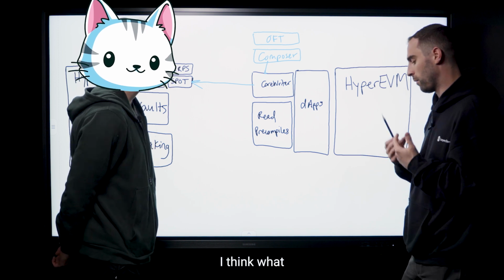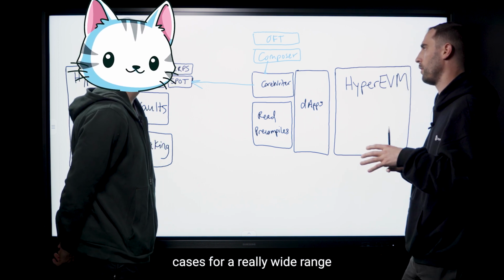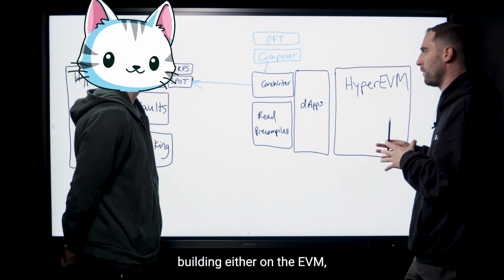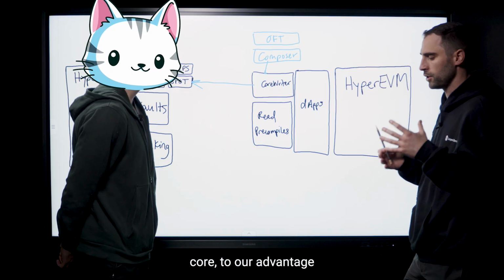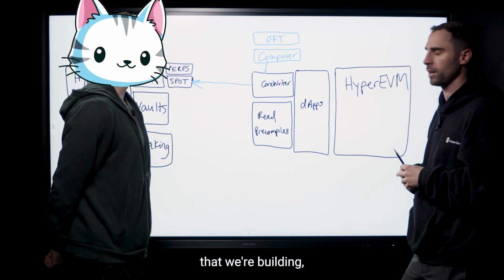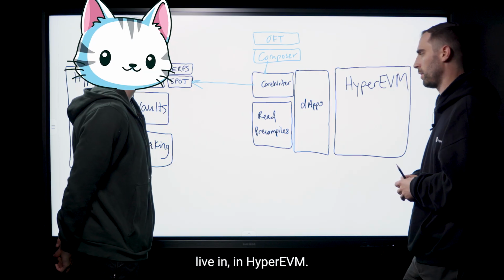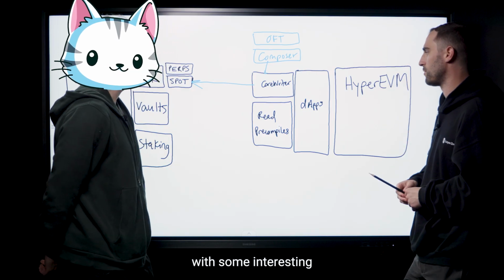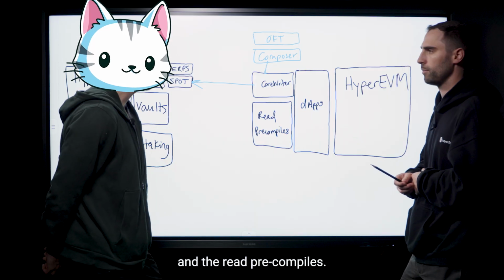And so I think what this opens up is a variety of different use cases for a really wide range of applications, building either on the EVM or just how do we use Hypercore to our advantage in a different application that we're building that may be a little bit more trading heavy than DeFi applications that live in Hyper EVM. So Julian, I'll let you take it away with some interesting applications that have been building with either the core writer or the read precompiles.